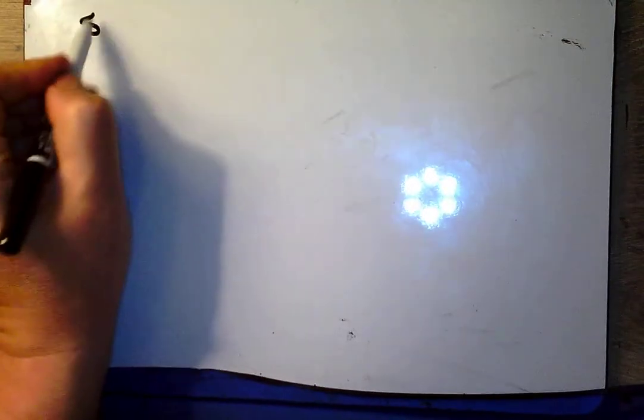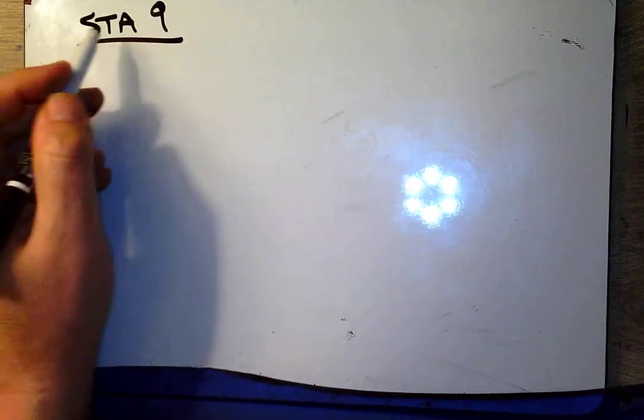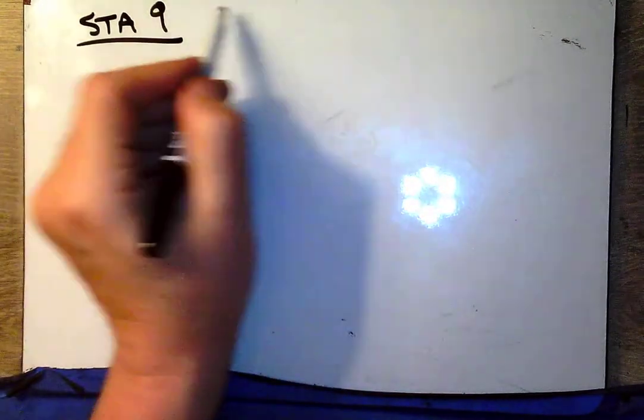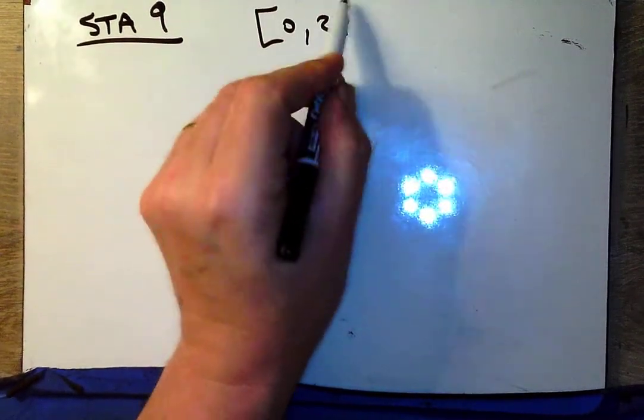Station 9. Ooh, we go back to doing some solving and dropping our mouse. How awkward. Okay. Station 9. We've got solutions on 0 to 2 pi.